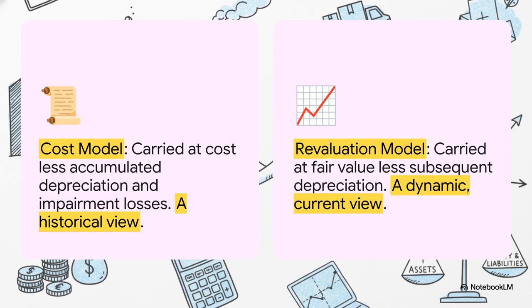It's stable, predictable. The revaluation model, on the other hand, is way more dynamic. You're constantly updating the asset's value to whatever its current market price, its fair value, is. Now, here's the crucial rule. You have to be consistent. A company has to apply the same policy to an entire class of assets. You can't just revalue one building but not the others. For that class of assets, it's all or nothing.